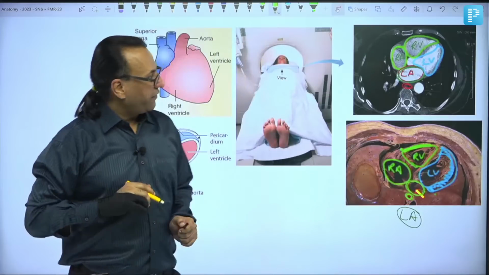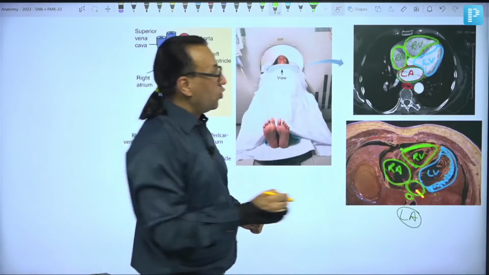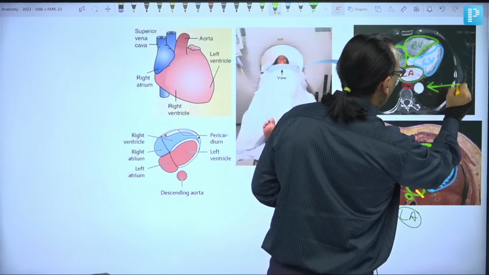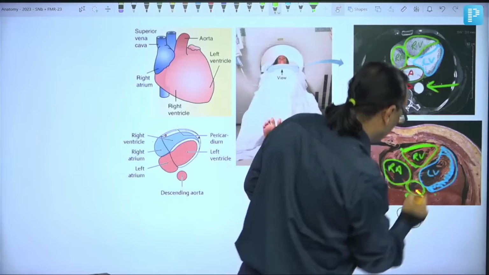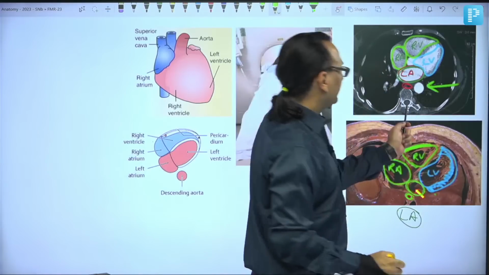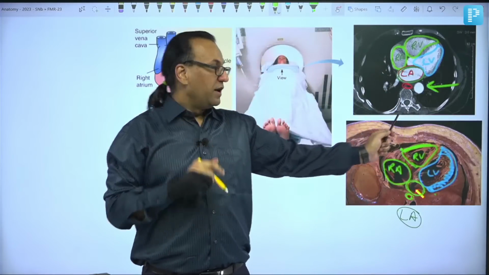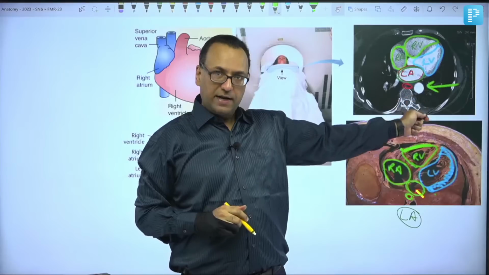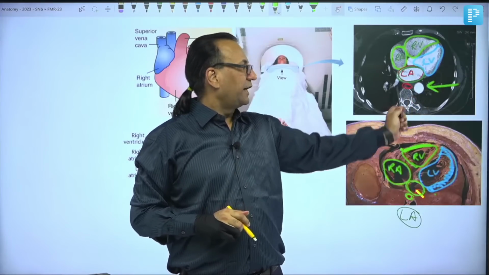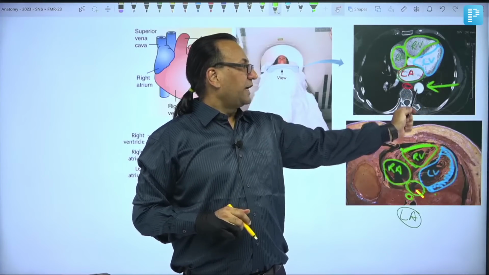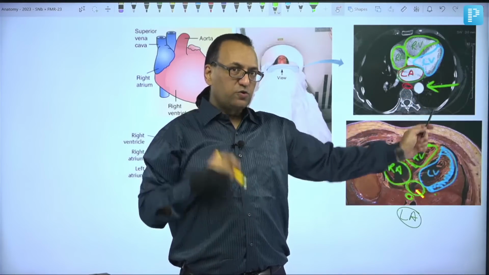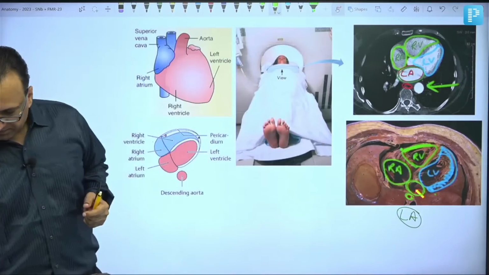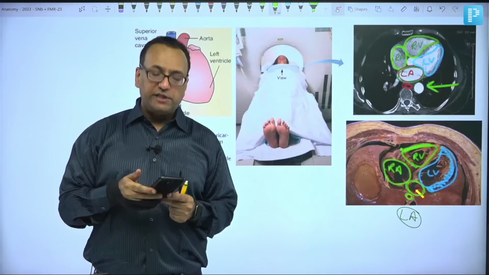Once you have this kind of orientation, sometimes they'll ask you, what is this vessel here? So can you answer in the chat, what will be this vessel here? First of all, it is to the left side of the midline. And second, it is running posterior to the heart. So what do you think? Because already it is one FMGE question.